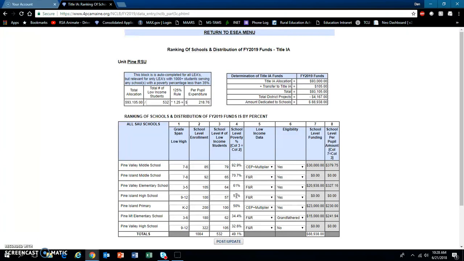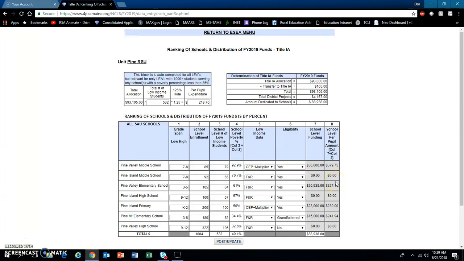So if we look at some of these rules and apply them to this school chart, we find that Pine Island Middle School is at 70%, and we don't intend to service that school with Title I funds, even though it is eligible. So our next one is Pine Valley Elementary, and we are looking to serve that. So the rule says we can't skip a higher poverty school. And if we do, we will have to consider the grade spanning provision.